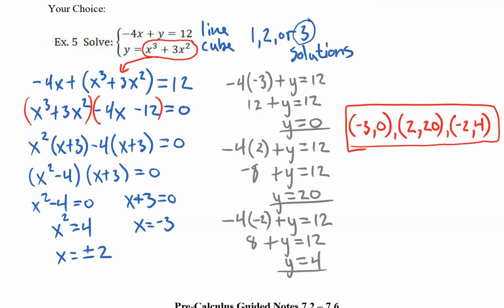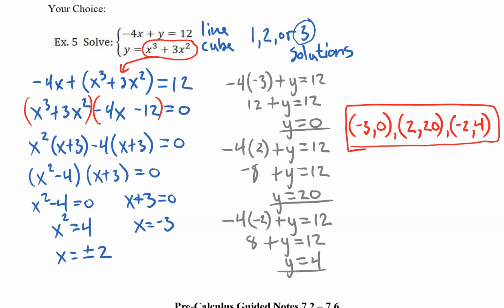Then I just took the first equation and I plugged in those values to see what I would get in terms of answers. I got a 0 for when I put in negative 3, I got a 20 when I put in 2, and I got a 4 when I put in negative 2.